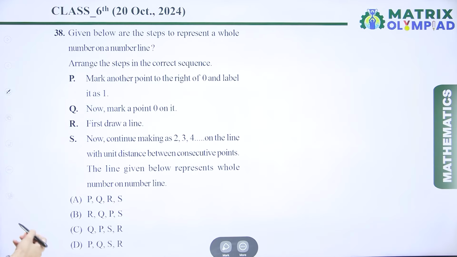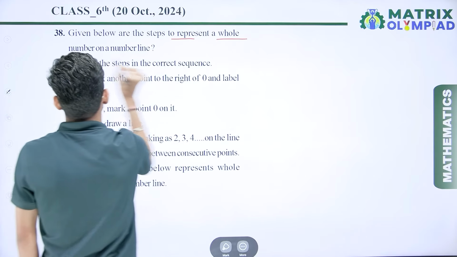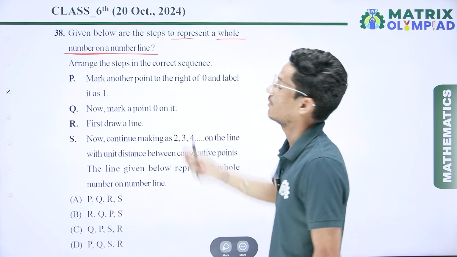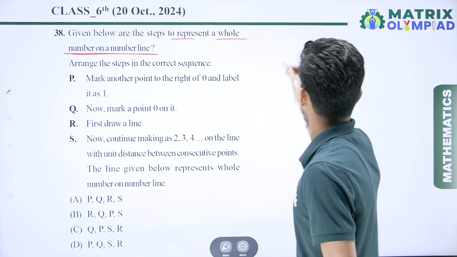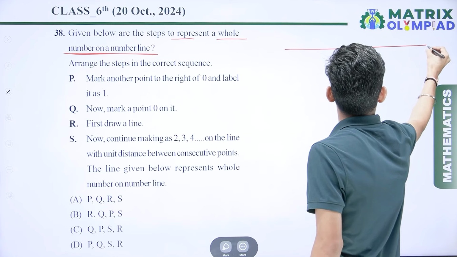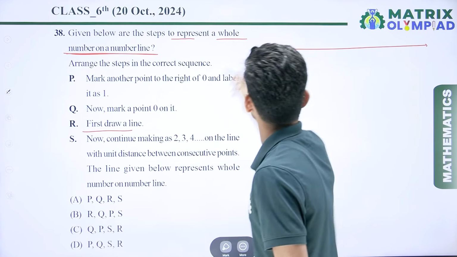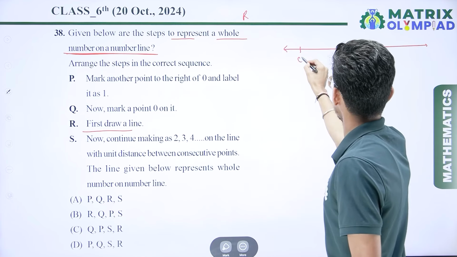Now if I talk about the next question, that is, given below are the steps to represent a whole number on a number line. So here we have given steps and we have to find how we can represent a whole number on a number line. First we draw a number line. So check which option is here. First draw a number line, so here R is first, and now we put the first place, that is 0.